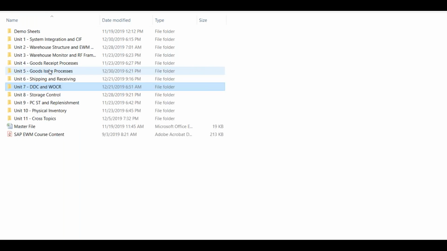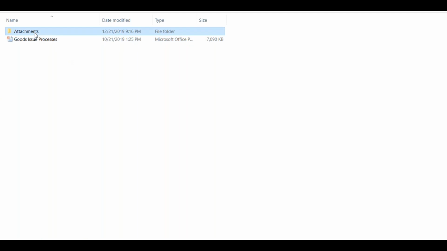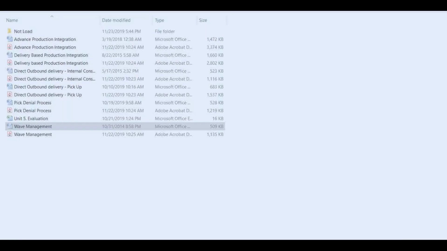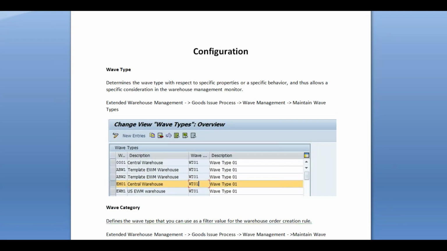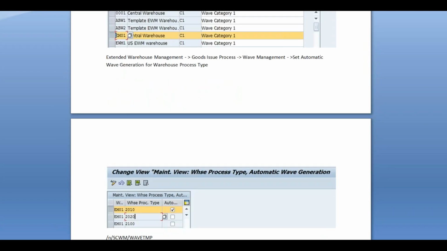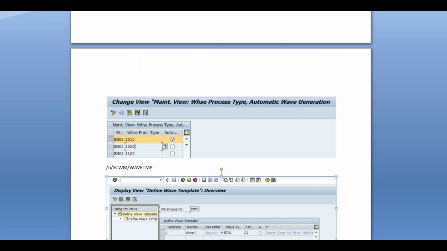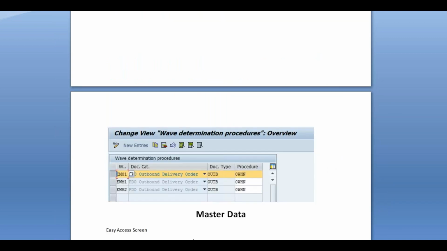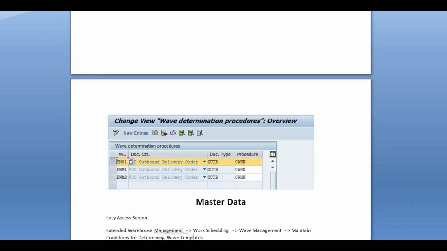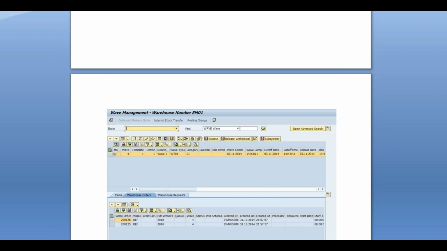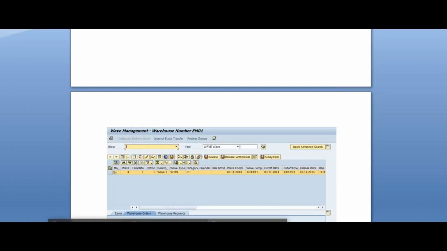Just to give you an example of how we are going to demonstrate our topics, for example, we are covering wave management. So first we are going to cover all the configurations involved. In wave management, we are going to understand the master data and how to test the particular concept that we have just understood. Similar Word documents will be shared with you for all your demonstration topics.